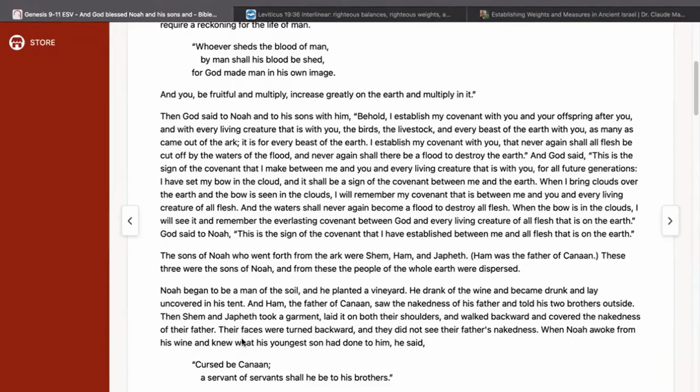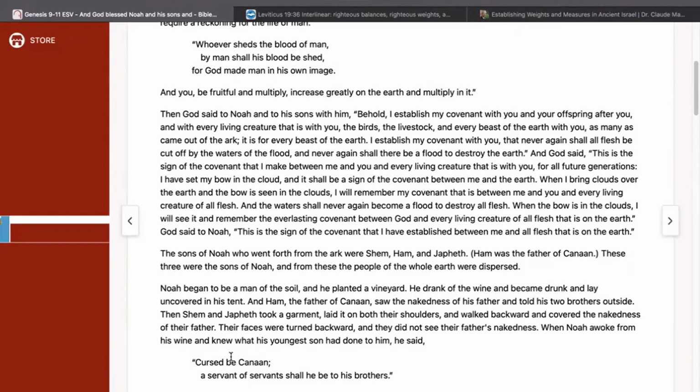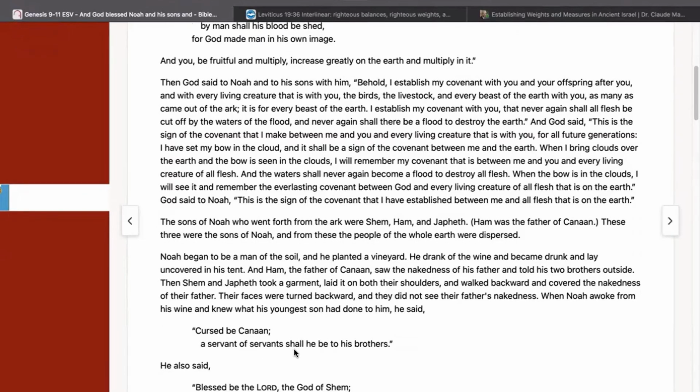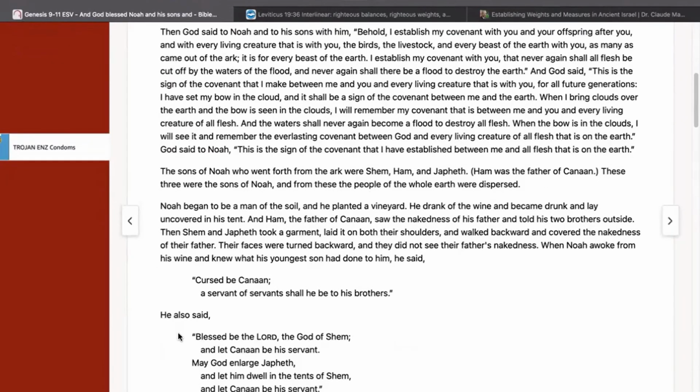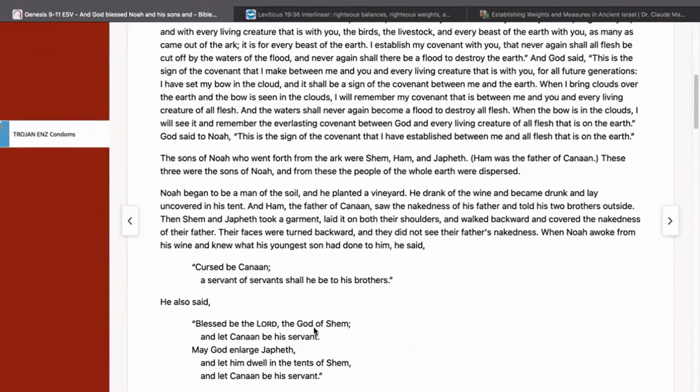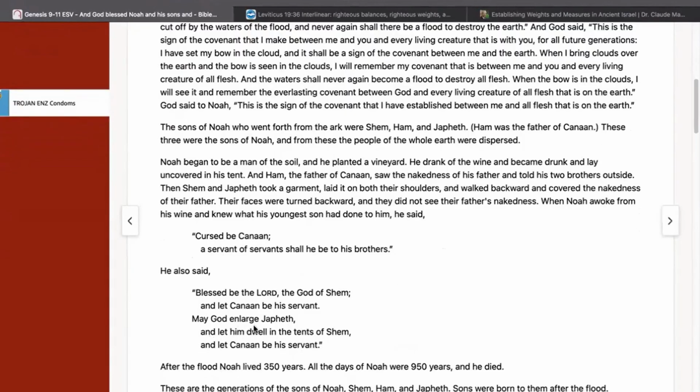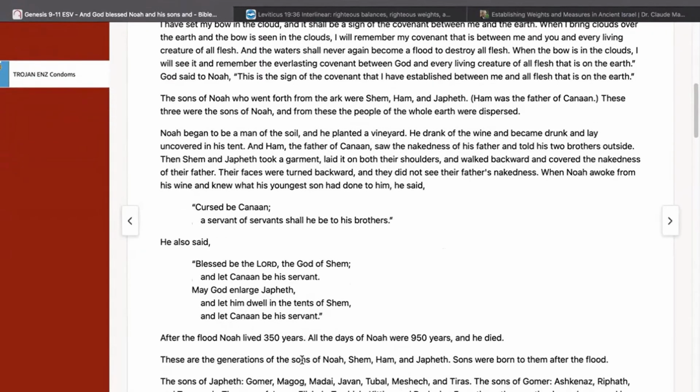When Noah awoke from his wine and knew what his youngest son had done to him, he said, "Cursed be Canaan, a servant of servants shall he be to his brothers." He also said, "Blessed be the Lord, the God of Shem, and let Canaan be his servant. May God enlarge Japheth, and let him dwell in the tents of Shem, and let Canaan be his servant."